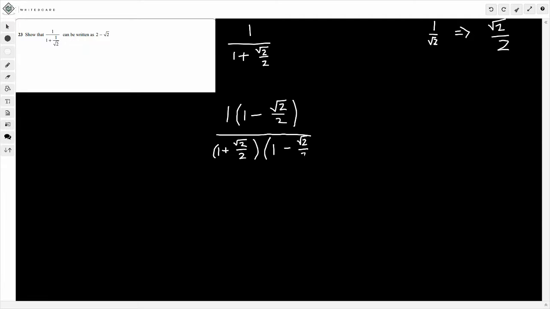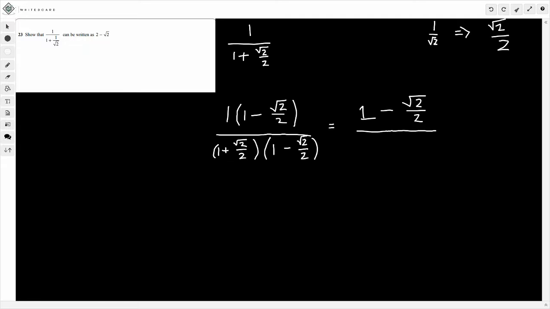And now all we need to do is simplify from here. So the numerator is nice and easy. 1 times 1 is just 1, and 1 times minus root 2 divided by 2 is just the minus of it, so it's minus root 2 divided by 2. Straight away we're not really looking too much like this, but let's keep going and see what we end up with. So let's simplify the denominator.